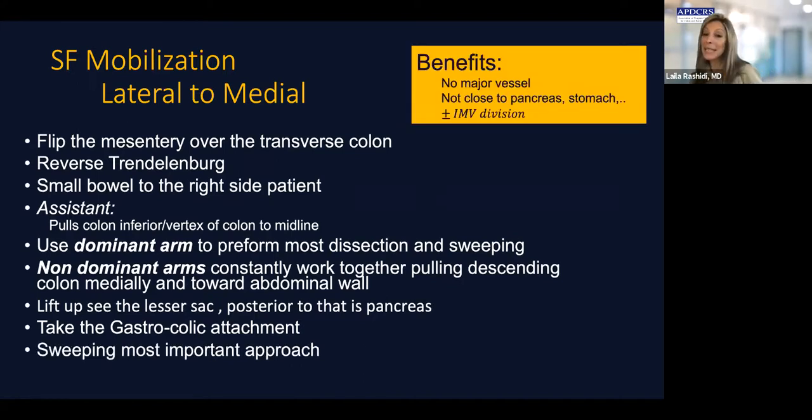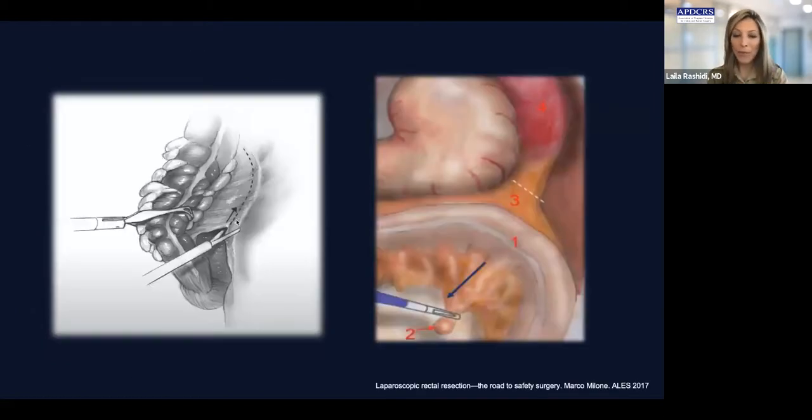The reason I like this lateral to medial approach is, number one, I'm not encountering any major vessels, not really getting close to that pancreas, so I'm visualizing everything before I move and then decide if I need to do IMV dissection. This is atraumatic, how we pull that colon downwards with your assistant and kind of getting around that, we discussed the phrenocolic and splenocolic ligaments.